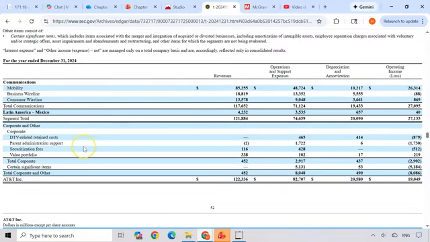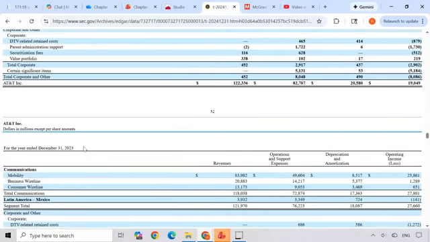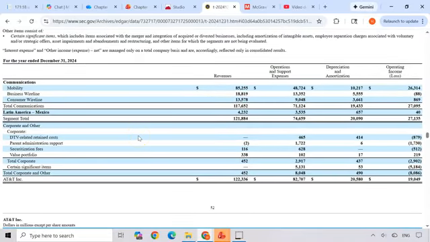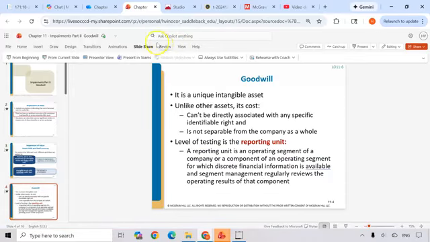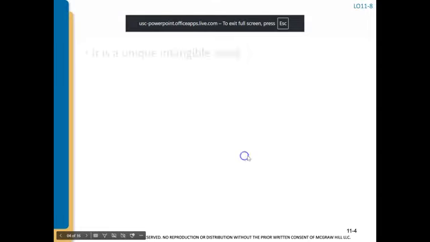I looked and it doesn't report the book value, which is what you would need to calculate the impairment loss if there is one. But this tells us that the company has financial information on a segment-by-segment level and therefore would be able to do a goodwill impairment analysis. Let's go back to our presentation while it loads.